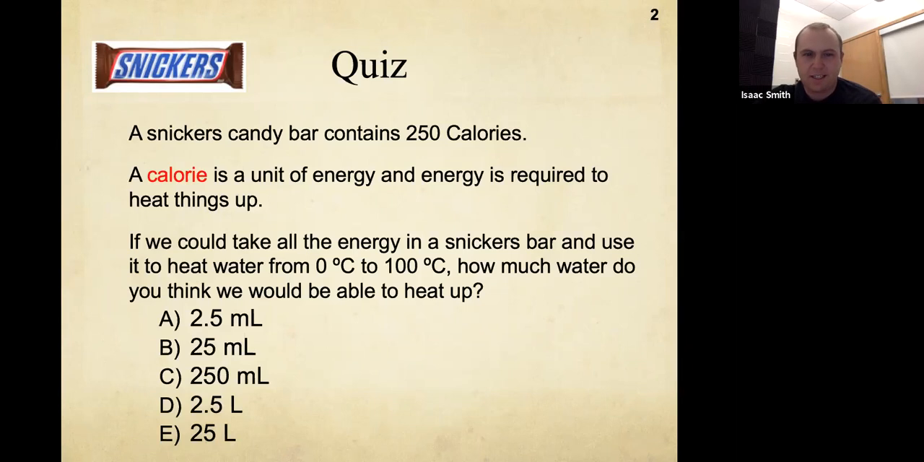So like we say here, a calorie is a unit of energy, and energy is required to heat things up. So in the case of our body, a calorie is a unit of energy, and so we get energy from food. So foods that have more calories give us more energy, and that's what it boils down to.